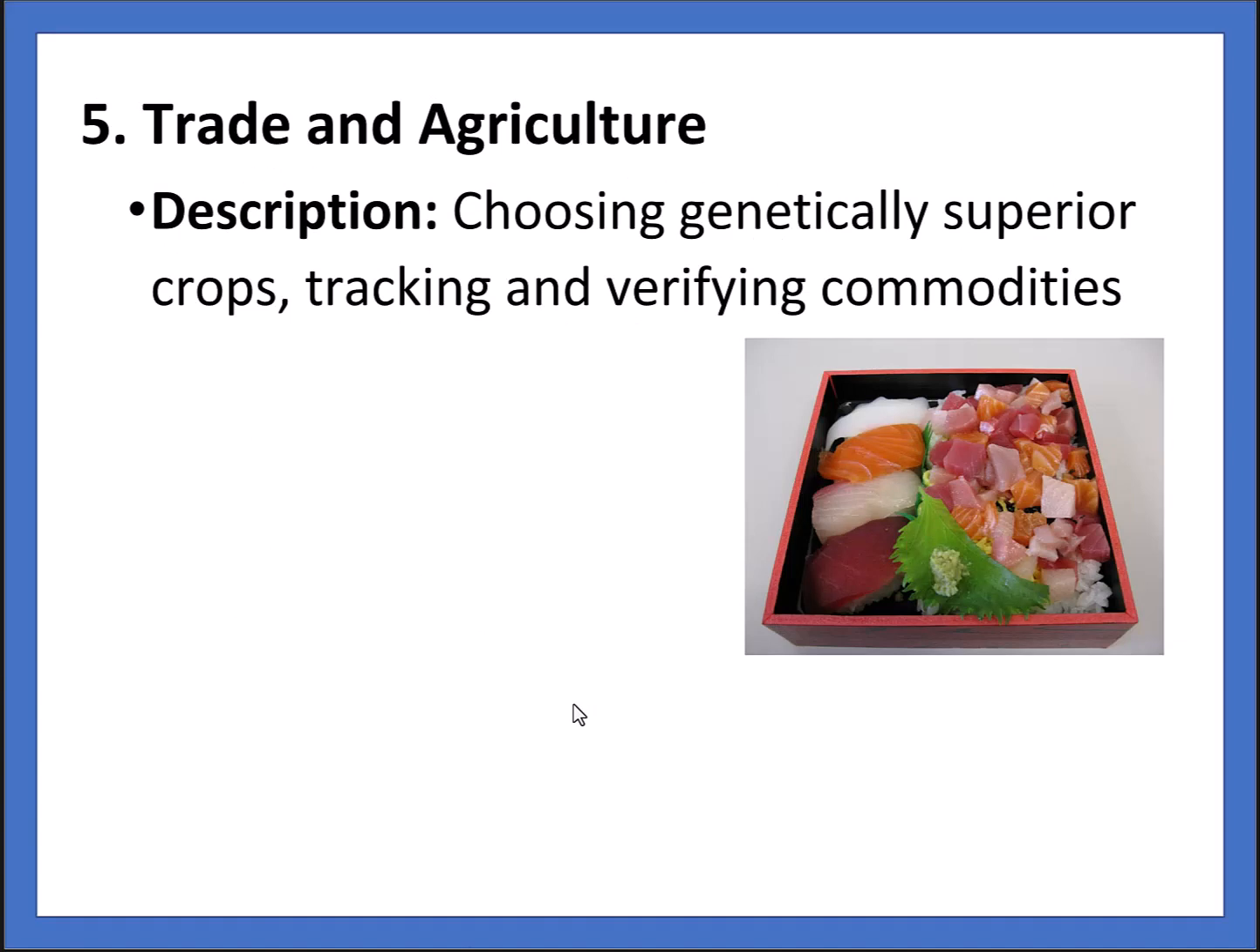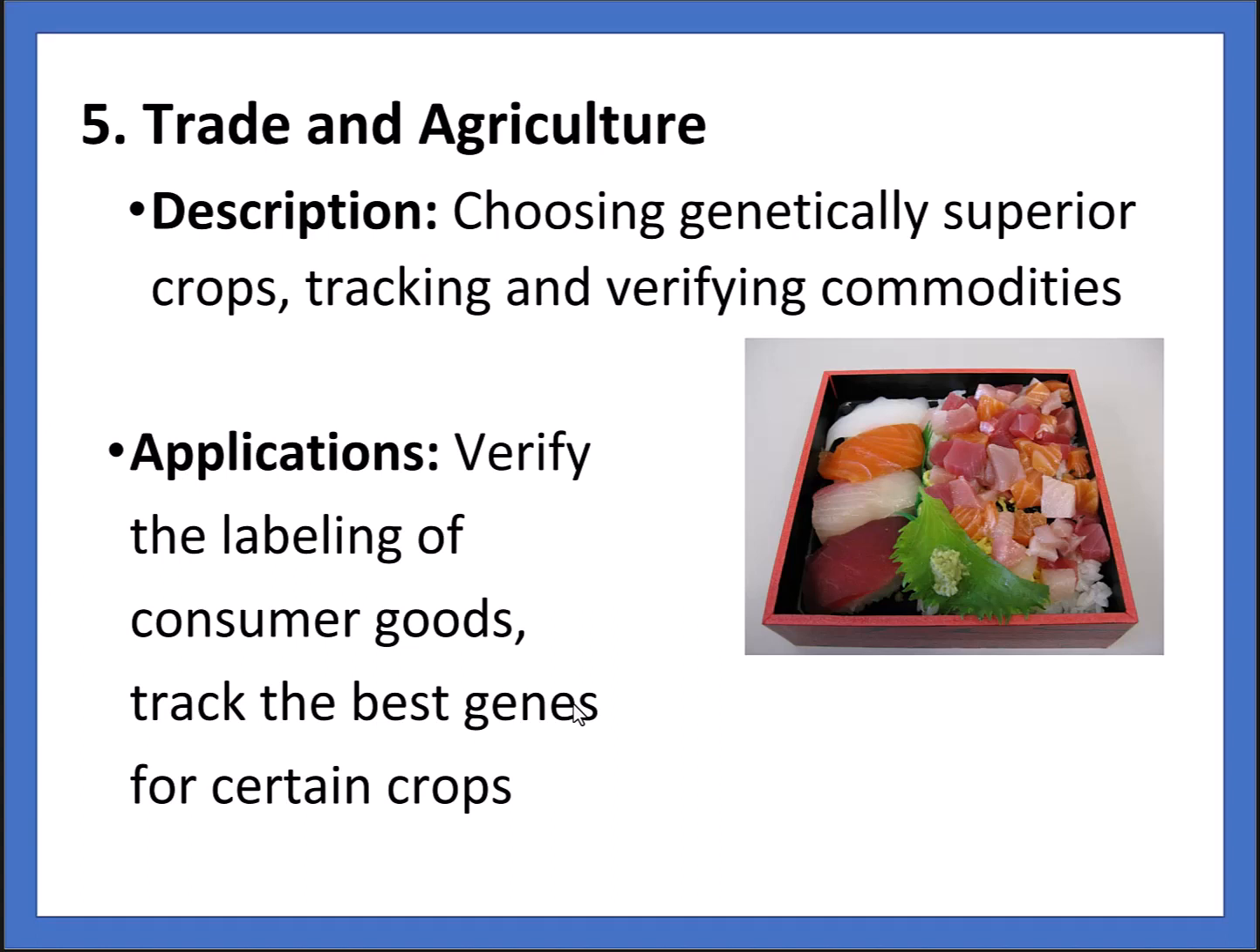And finally, trade and agriculture. Choosing genetically superior crops, so crops that might have a higher yield or are more pest resistant. We can determine which genes are beneficial by identifying and analyzing the DNA of crops that are doing particularly well. And tracking and verifying commodities like food. And I'll give you an application of that in just a second.